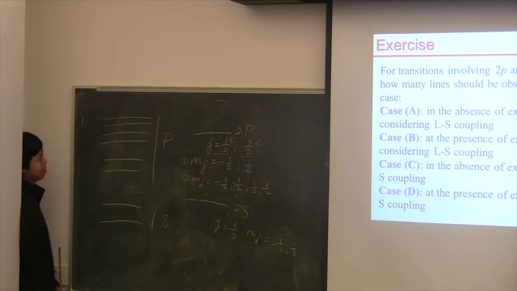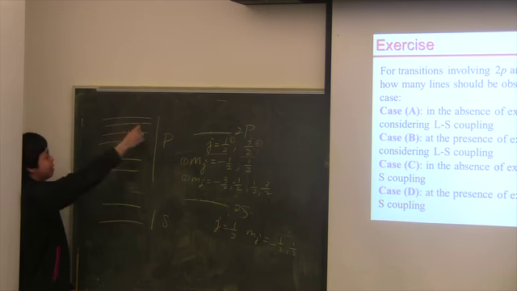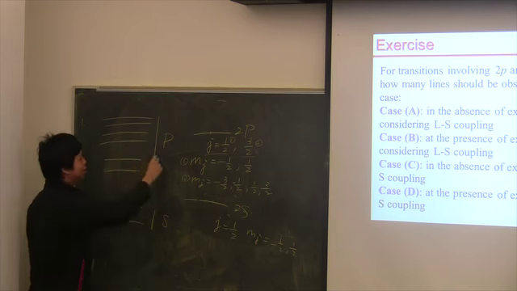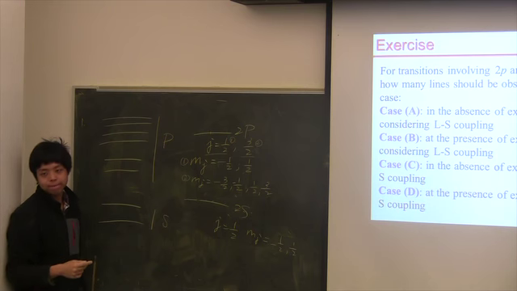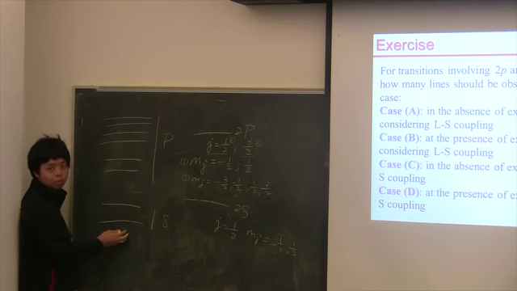Okay, now make transition. So every transition within this inner state is forbidden. This is because delta L cannot be 0. So we can only make transition from this group to this group.